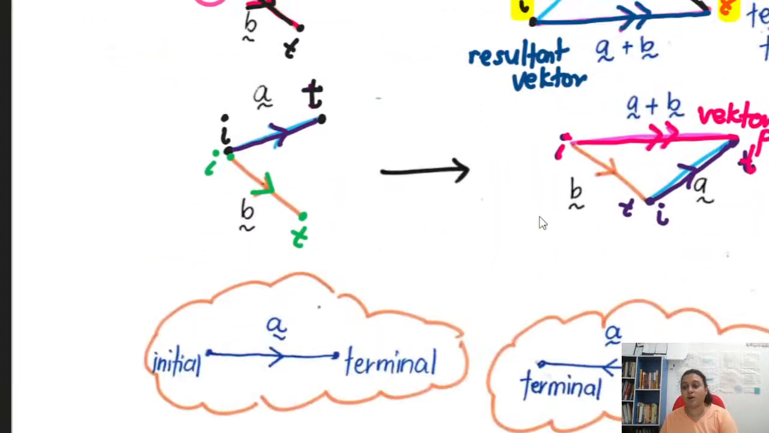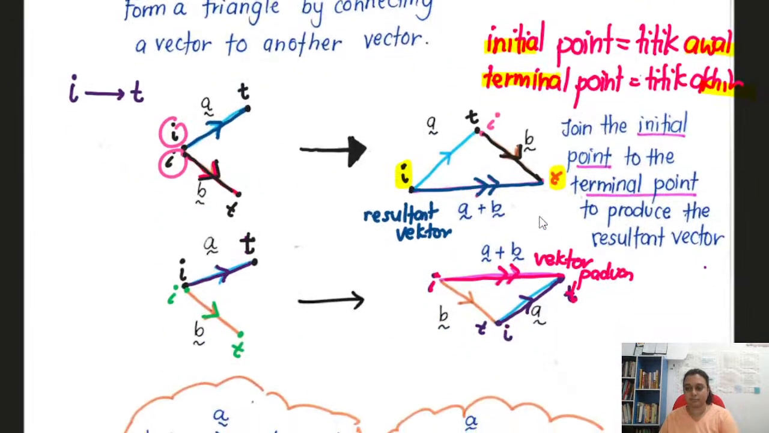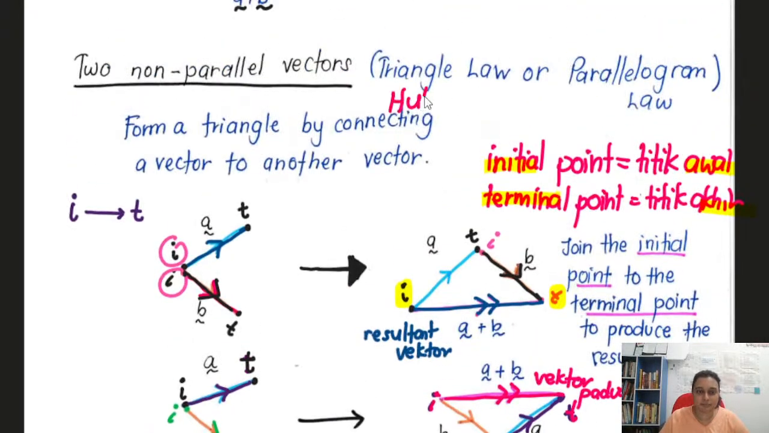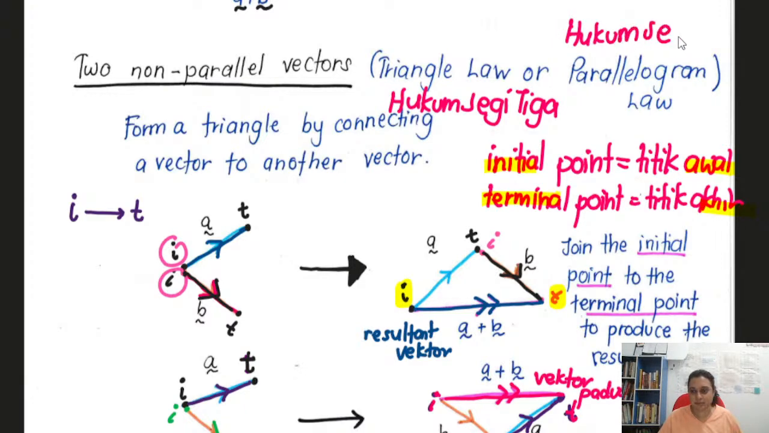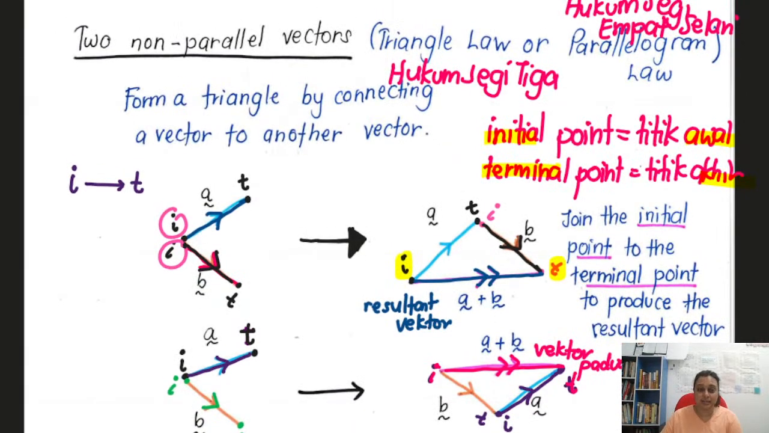These two are called triangle law. Hukum segitiga. Ini bahasa hukum segitiga. Untuk parallelogram is known as hukum segi empat selari. Any question to ask or not? Teacher just wants to make sure you all are clear on this. This one is very important to be clear. Is it clear? If clear, just let me know.